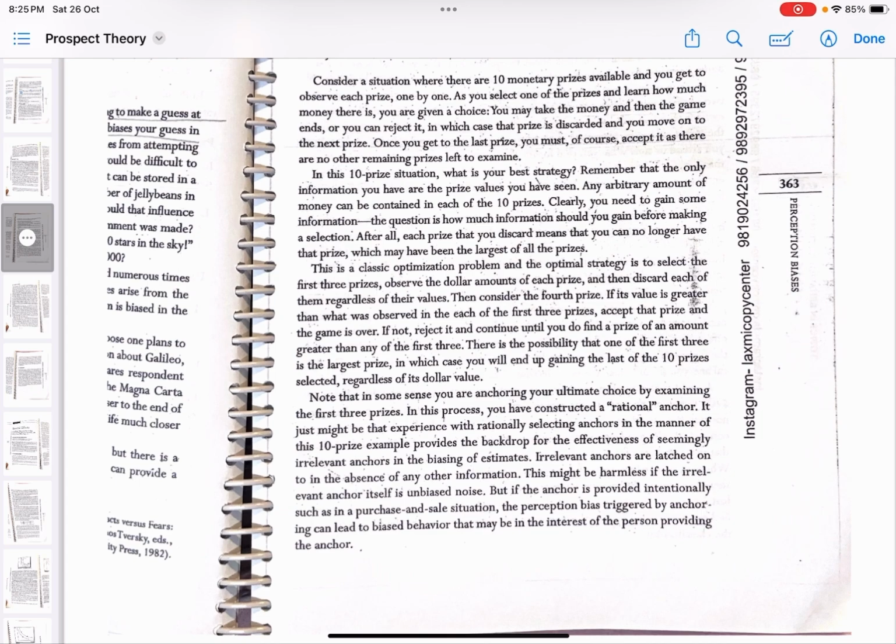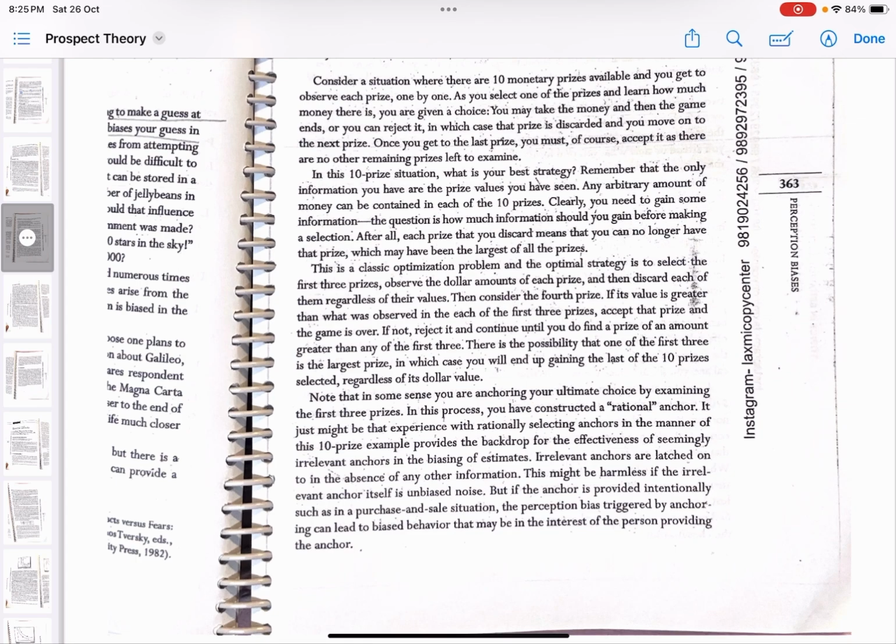Remember that the only information you have are the prize values you have seen. Any arbitrary amount of money can be contained in the 10 prizes. Clearly, you need to gain some information. The question is how much information you should gain before making a selection. After all, each prize that you discard means that you no longer have the prize, even if it was, let's say, the biggest amount.